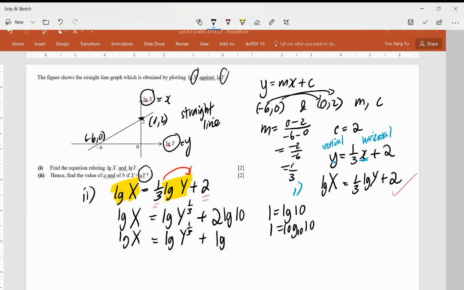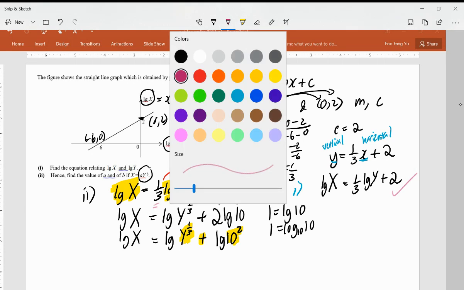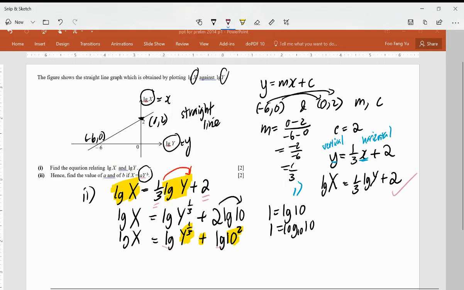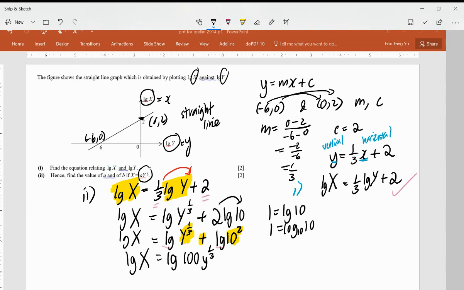The next step is to bring up the power. Now everyone is in lg. The ones that I can group are on the right hand side. For the power rule, we have a plus whereby the bases are the same, so we can group them together. When we group them together, we multiply. So 10 squared is 100, and I'm just going to write 100 y to the power 1/3. So we are almost there.